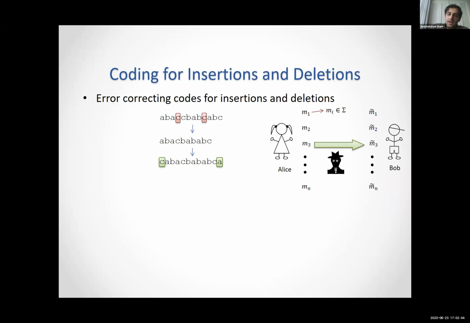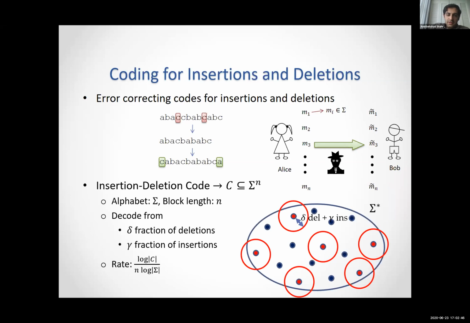And similar to ordinary error correcting codes, insertion deletion codes are just some subset of strings of length n over the given alphabet Sigma. And the quality that we're looking for here is to be able to decode from some delta fraction of deletions and some gamma fraction of insertions. So if you think of a ball of delta deletions and gamma insertions around your code words, you want these balls to be mutually exclusive. And again, the notion of rate would be defined in the same way that it is defined for ordinary error correcting codes.